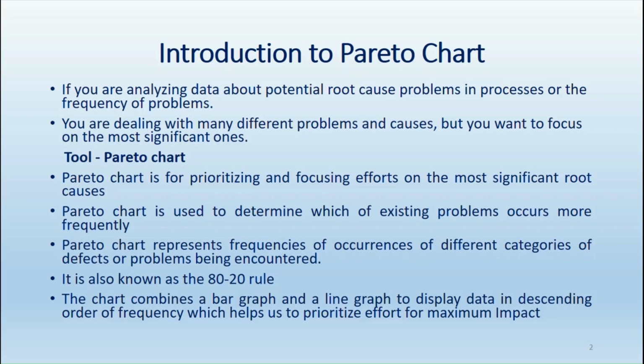Pareto chart is used to determine which of existing problems occur more frequently. Pareto chart represents frequencies of occurrences of different categories of defects or problems being encountered. It is also known as 80-20 rule. That means 80% problems occur because of 20% causes. The Pareto chart combines a bar graph and a line graph to display data in descending order of frequency, which helps us to prioritize effort for maximum impact.